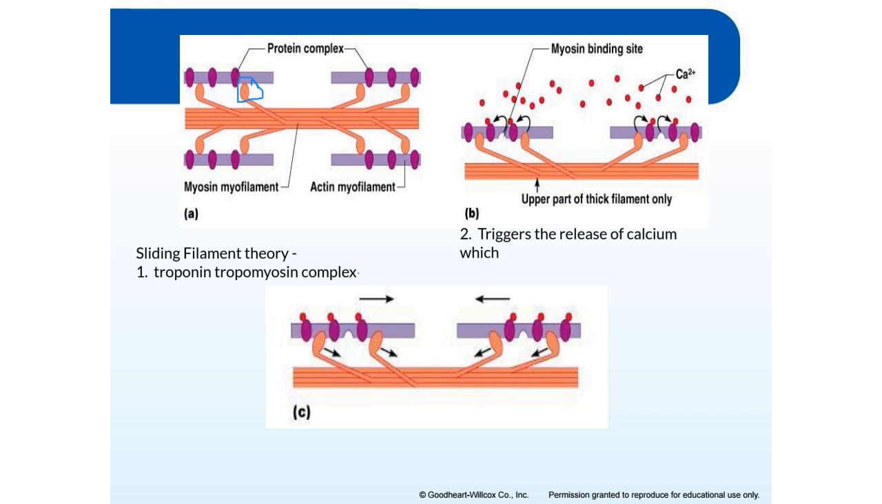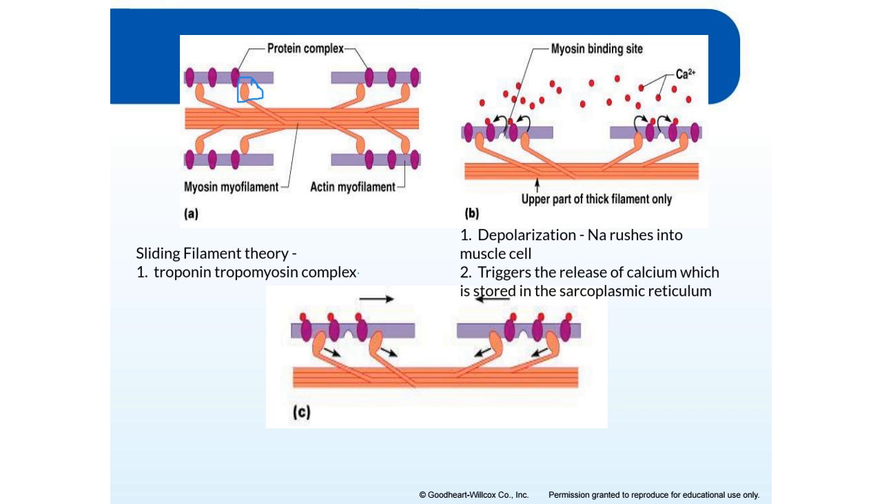in the sarcoplasmic reticulum. So the sarcoplasmic reticulum is basically a modified endoplasmic reticulum. And so if you remember, that's a cell part, right? So in the muscle cell, the sarcoplasmic reticulum stores a bunch of calcium. And so that depolarization signal triggers the release of the calcium from that sarcoplasmic reticulum.